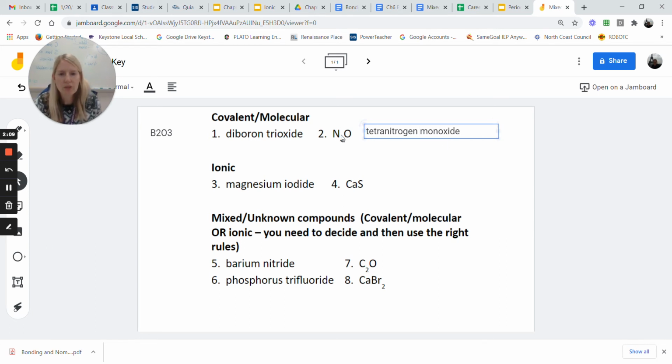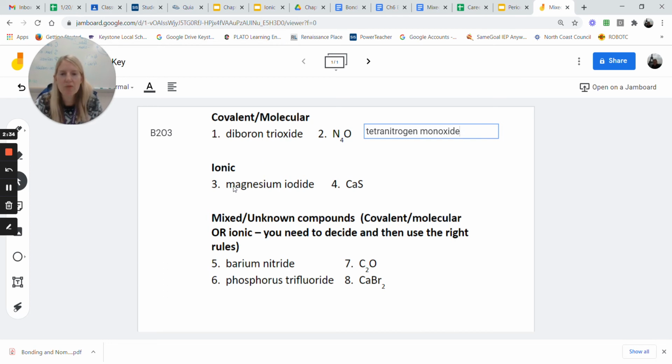If there was only 1 at the beginning, we would not say mononitrogen. Mono is the only one we don't use on the first element. We use all of the rest of our prefixes on our other words. So tetranitrogen monoxide, we had to use prefixes because they were molecular or covalent.